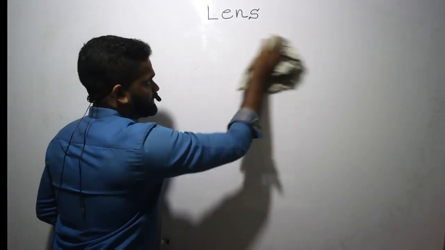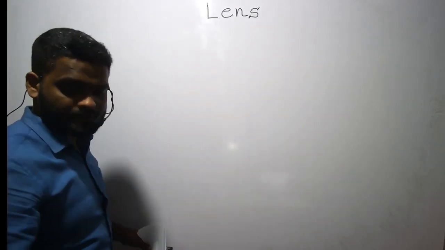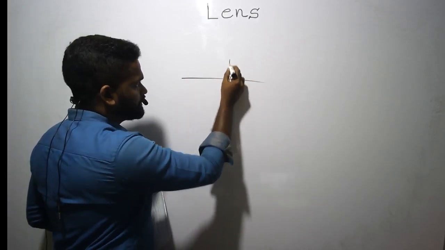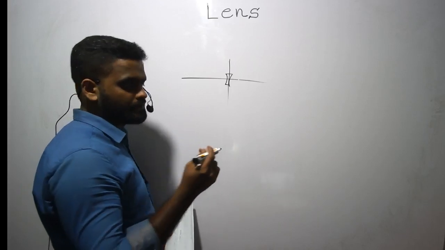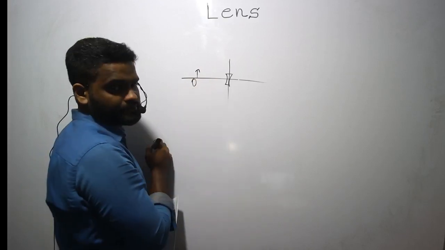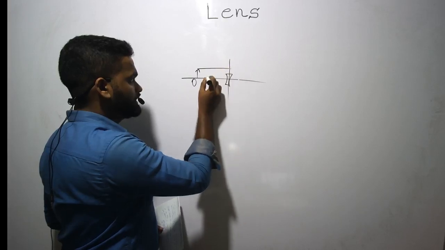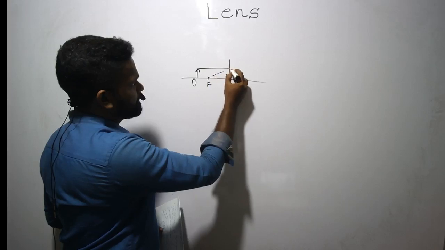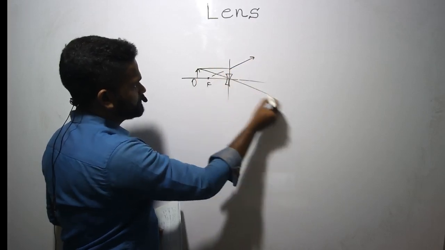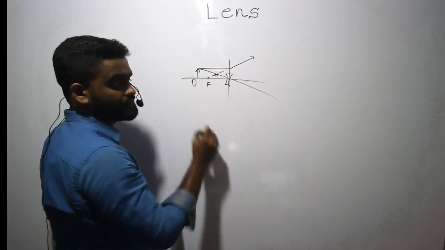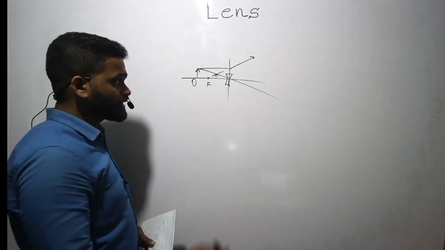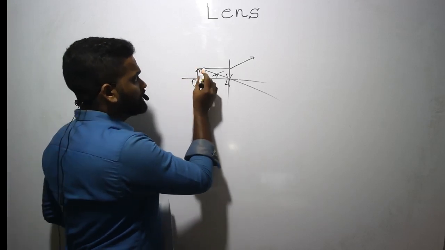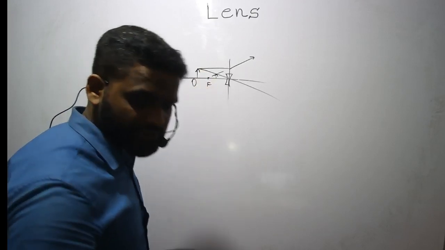We already drew the ray diagram for this, but I'll draw it again. If you have the concave lens, object here, let's say focus. So a small image is created like this. Okay. So here what you need to understand is what will happen if you move the object closer to the lens.